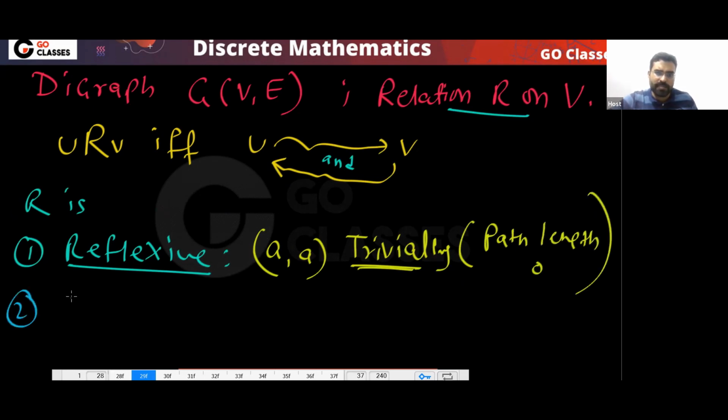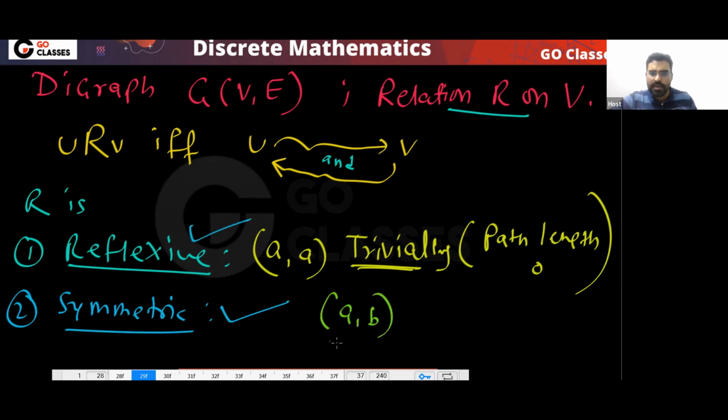Next, is this relation symmetric? The answer is yes. Very simple: if A comma B are strongly connected, then B comma A are also strongly connected. There is a path from A to B and a path from B to A, which automatically means there is a path from B to A and a path from A to B.